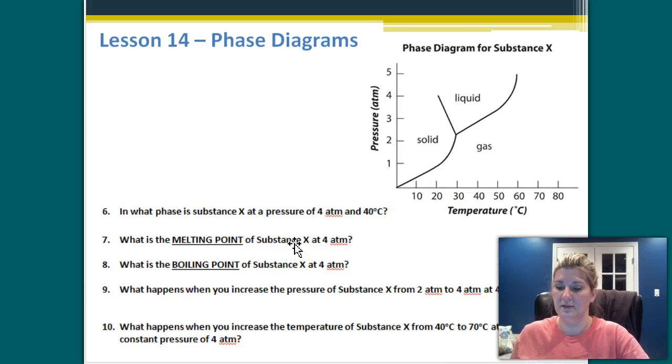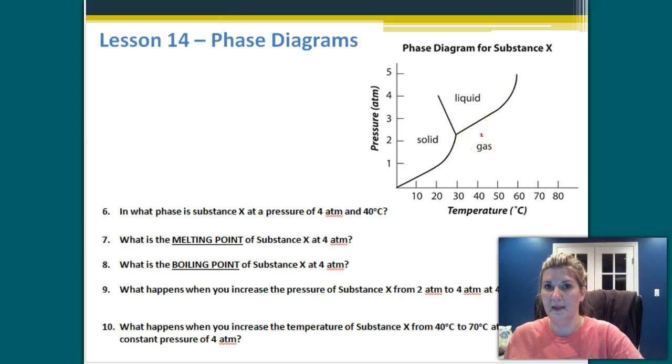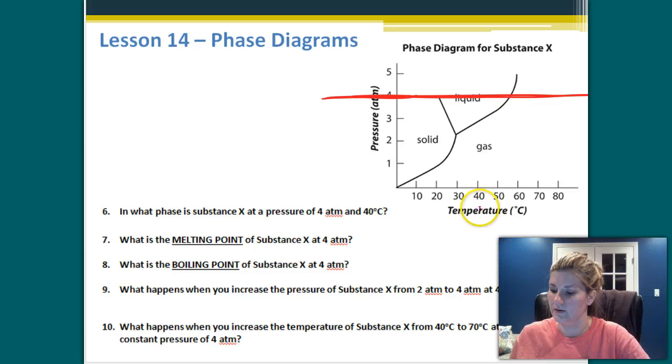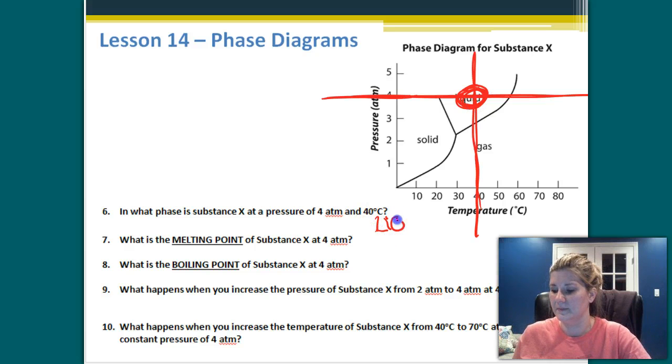And so we can answer questions like this one, where we're given a general phase diagram for some substance, and it says what phase is substance X at a certain pressure, let's say 4 atms, we're going to draw a line straight across here, and 40 degrees C, up and down here. So our intersection point is the one we're looking for. It says what phase is it, and it ends up happening right on top of a liquid, so that substance is going to be liquid at that pressure and temperature.